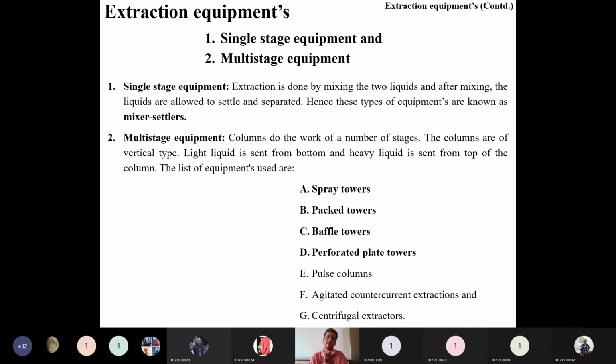In order to have an intimate contact between these two phases, we need certain equipments. So what are these equipments? The first classification is based on single stage equipment. The next one is multi-stage equipment. So what is this single stage equipment?